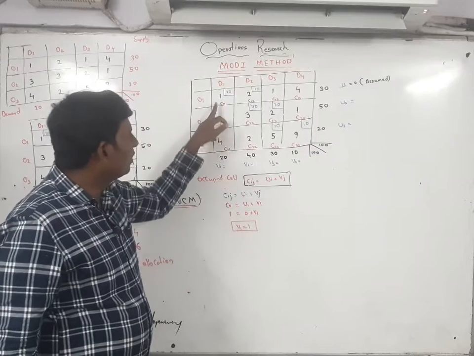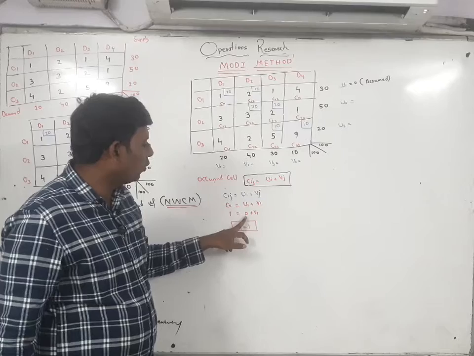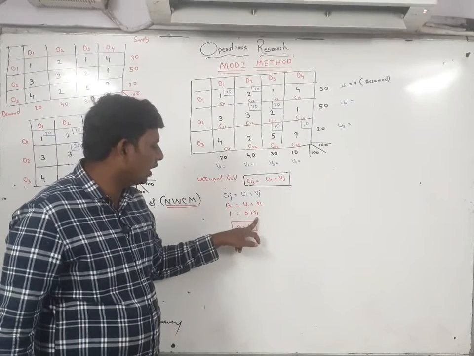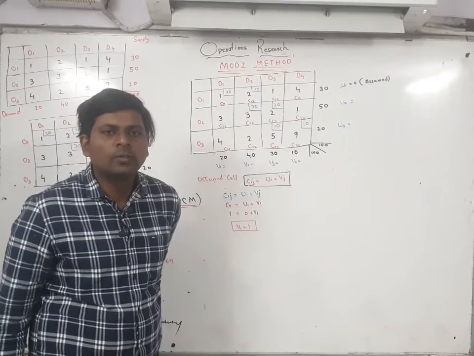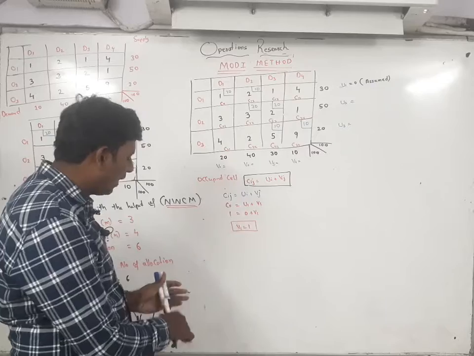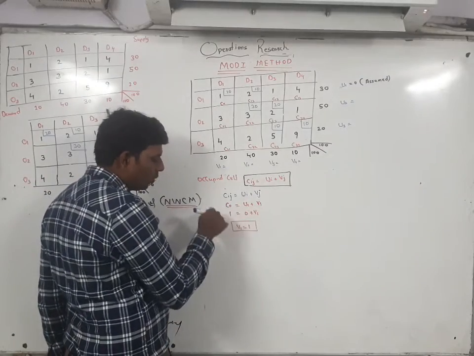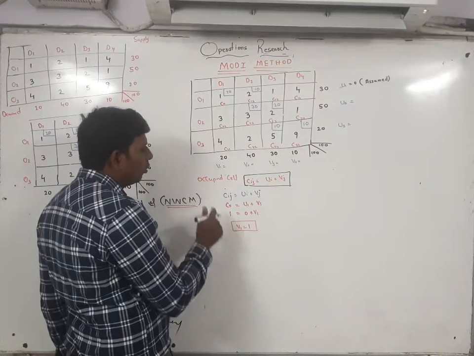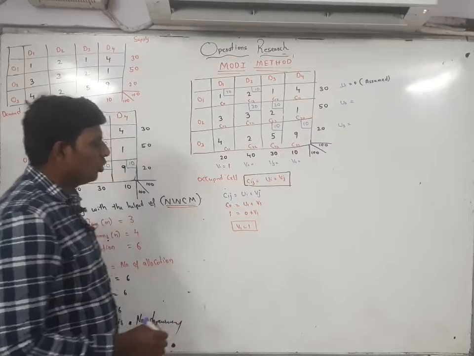So C11 value is 1, equal to U1 value. U1 value is 0, and V1 value we write down as it is. V1 value is 1. How much did you get for the V1 value? 1 only. Then after that, what do you have to do? Next step. You got the value V1, which is 1.